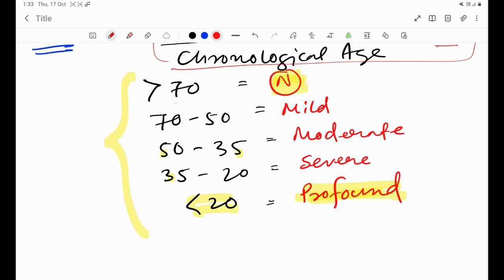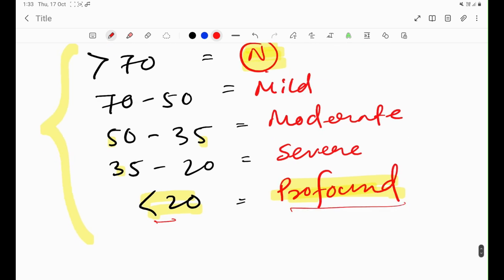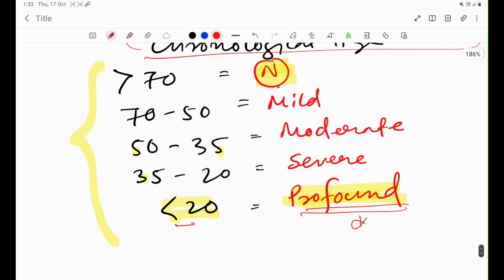So if IQ is more than 70, it is normal. Less than 20 is profound. Very easy to remember. I have made it easy. More than 70 normal, 70 to 50 is mild, 50 to 35 is moderate, 35 to 20 is severe, less than 20 is profound. People often forget profound, so do remember profound.